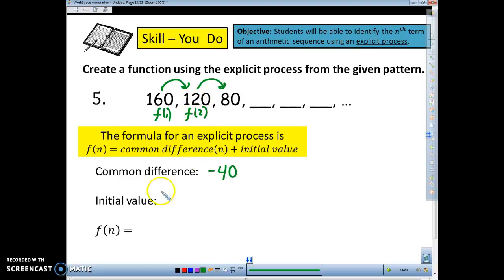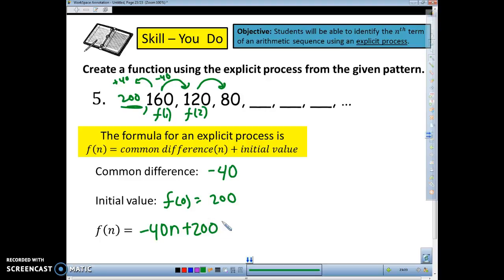The initial value, that is f of 0. That's the value you start with. Here it's not listed, but going backwards, instead of subtracting 40, now I'm going to add 40 to 160, and that would be 200. So my initial value would be 200. Therefore, my explicit process to find any term n would be negative 40 times n, and I add the 200, my initial value.